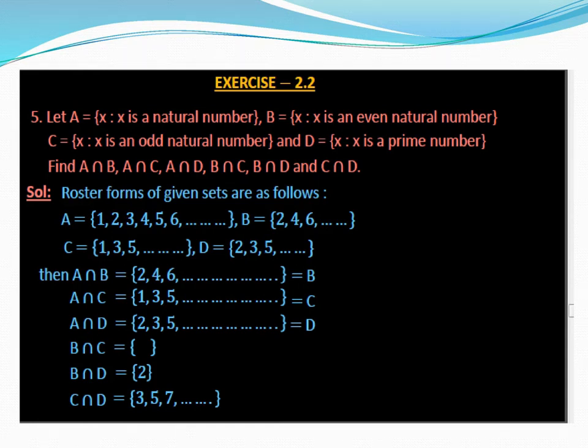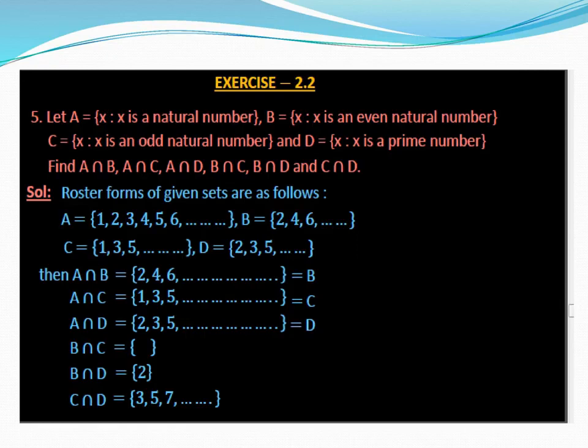Set A is the natural number set and C is the odd numbers. Then we find A intersection C, we will get the odd number set. The odd number set is equal to C. So A intersection C equals C. Now we will find A intersection D.